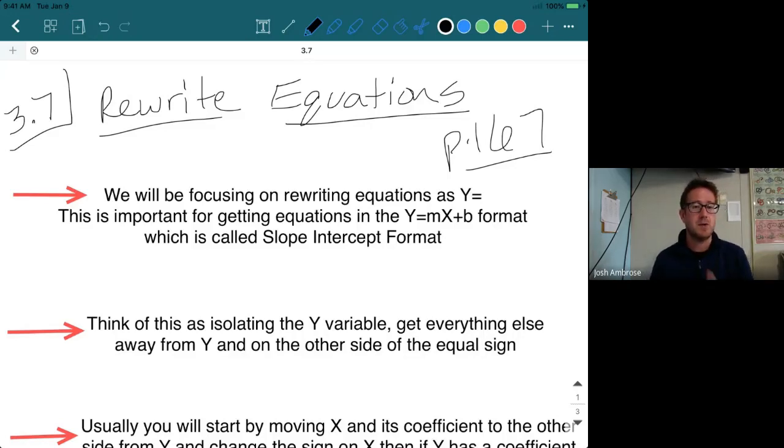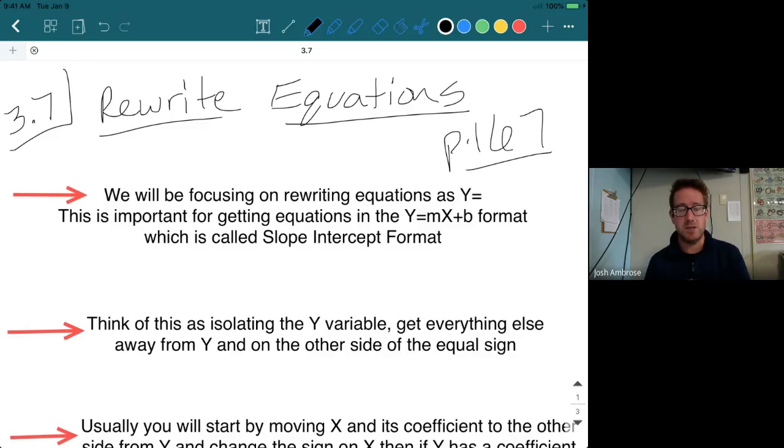Here we go. So I understand if you are looking through Chapter 3, Section 7, you may see a lot of different styles of equations that they're going to teach you how to rewrite, but in this section we are only going to be focusing on rewriting equations into the y equals format. They're going to give you a lot of other different styles, but that's the one I want to focus on. That's all your homework is going to focus on, and that is pretty important.